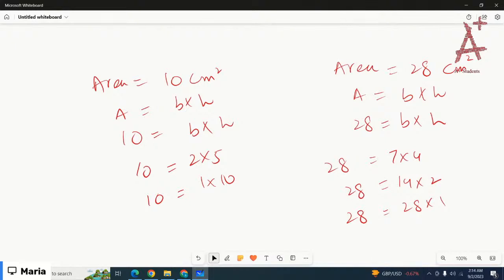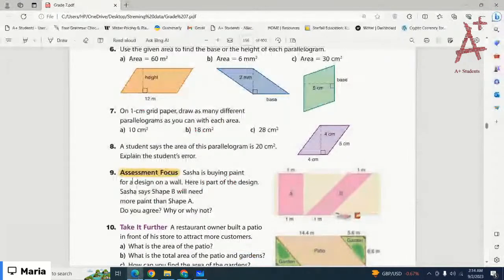Okay, let's just start with question number 8. A student says the area of the parallelogram is 20 centimeter square. Explain the student's error. So you are given the parallelogram here. For this parallelogram, he said the area is 20.